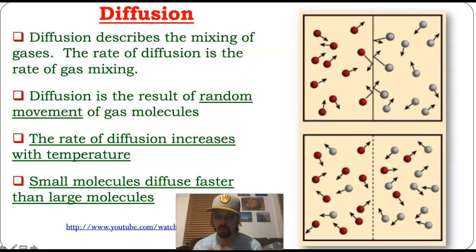But first, I'm just going to quickly define it before we watch that video. So diffusion describes the mixture of gases. Diffuse, remember, di means two things mixing together. So if I look at this picture up here, I have two gases in separate rooms. If I were able to break that barrier, those two gases are going to mix together. And diffusion happens because gas particles move randomly.